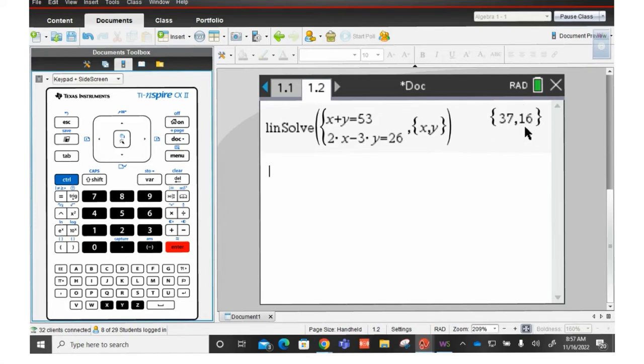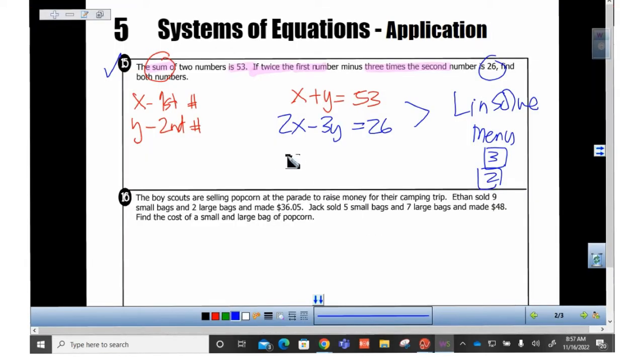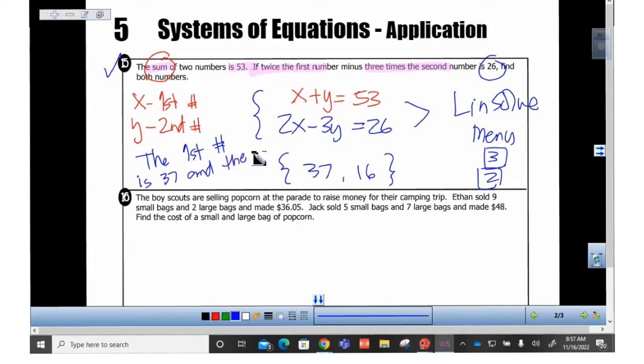So the solution set is 37, 16. Again, our solution set is 37, 16. And when you write your final answer, make sure to write it in a simple but complete sentence. So in this case, the answer will be: the first number is 37 and the second number is 16.